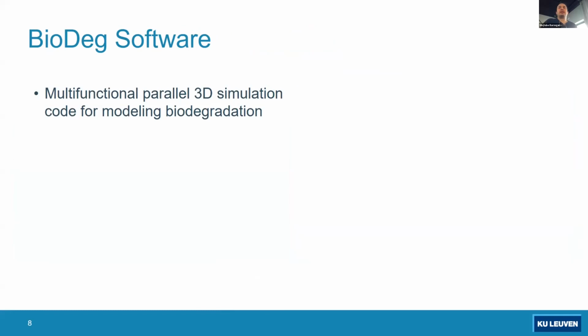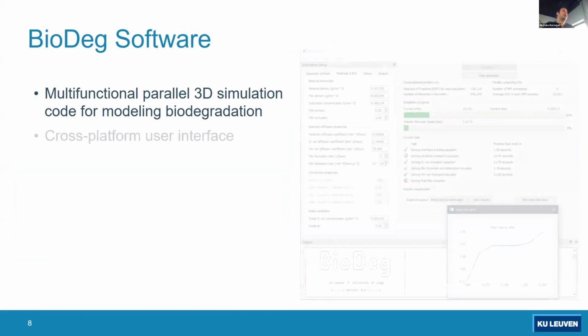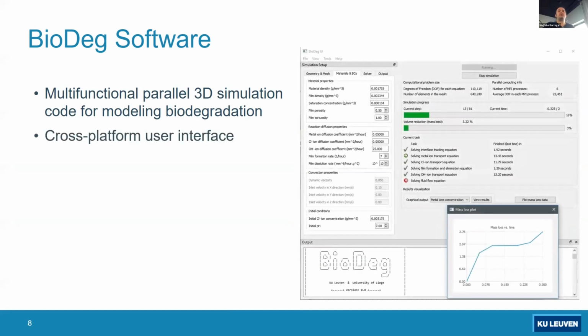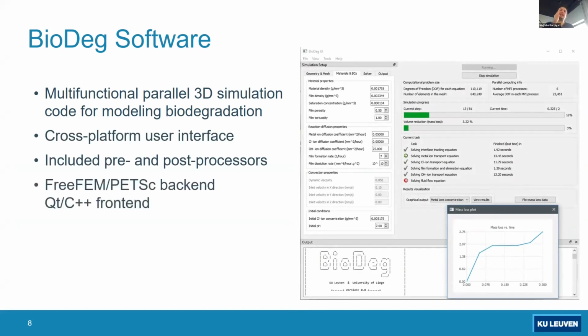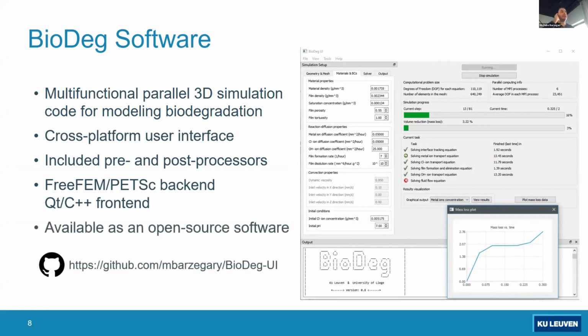And the result of this model is encapsulated, is wrapped in a multifunctional parallel 3D simulation code. We call it BioDeg, and it features a cross-platform user interface, which includes pre-processing and post-processing tools as well. And this can be seen as a tool with a FreeFEM PETSc backend and a Qt C++ frontend. This is something that I presented in the last edition of FreeFEM Days, and this tool is available as an open source tool to download as an example of how you can put an interface on top of FreeFEM codes.